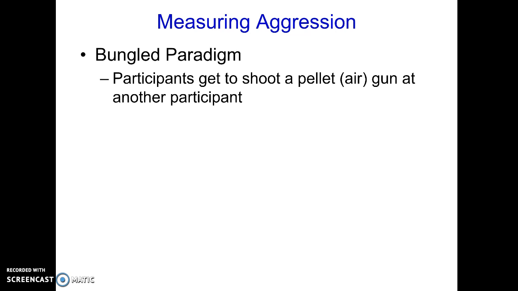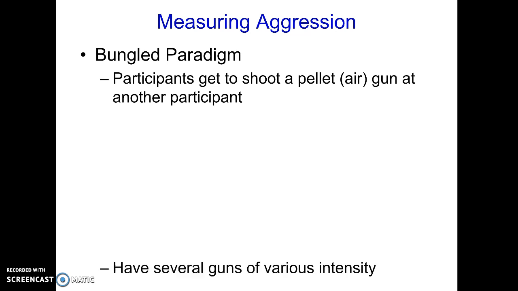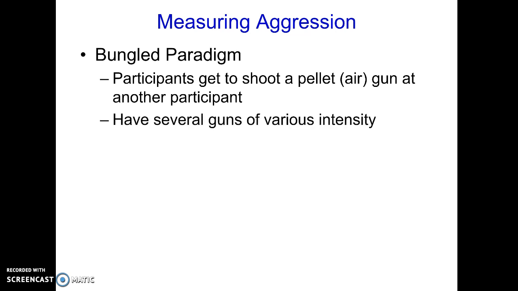And you, as the participant, are told you get to shoot this air gun at someone. And what they did is they had guns of several intensity. And so you got to pick between gun 0 to gun 10. And each gun, as you worked your way up from 0 to 10, was supposed to be more powerful.